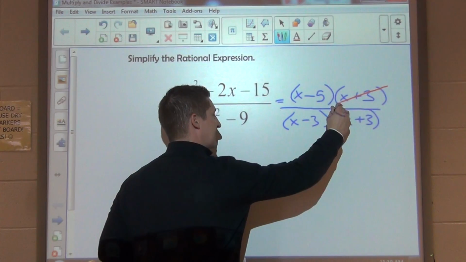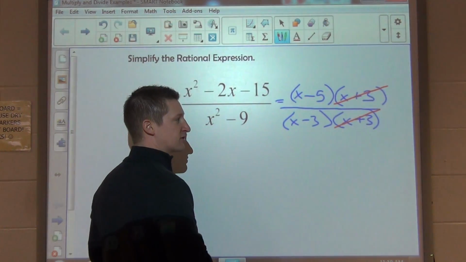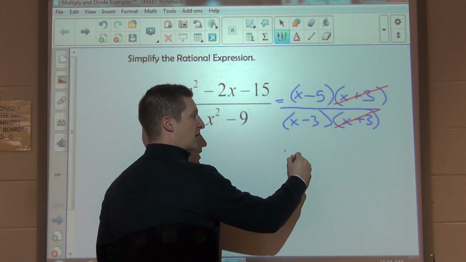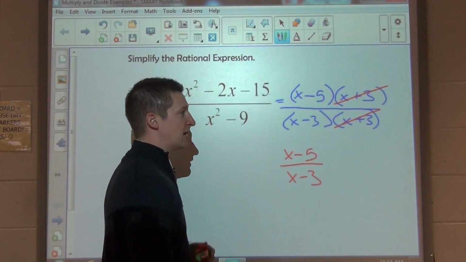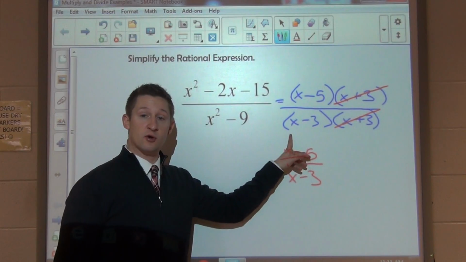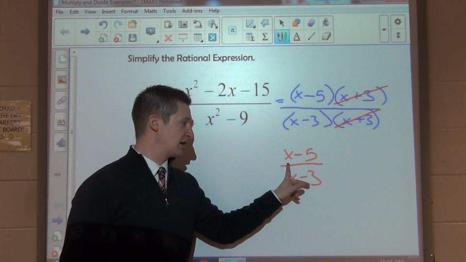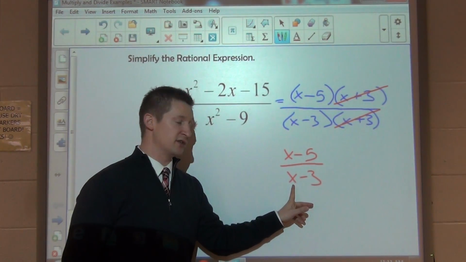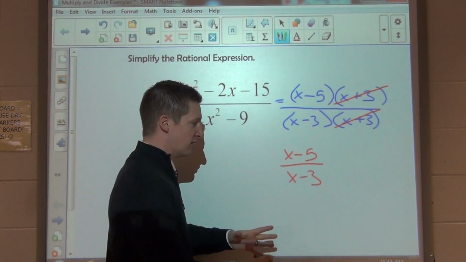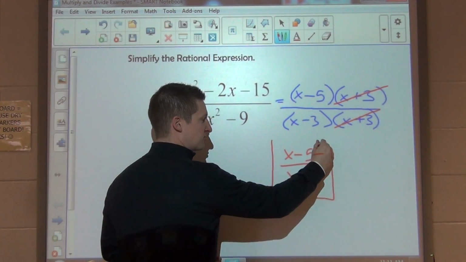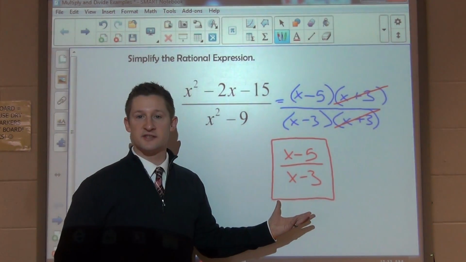Therefore, I can go ahead and cancel that common factor, x plus 3, which leaves me with a numerator of x minus 5 over x minus 3. Now, can I cancel x over x? No. x minus 5, that's part of a sum. So is the x down here. It's part of a sum. So is that one. We can't cancel any further. This is as simple as that expression will get. We'll go ahead and stop right there.